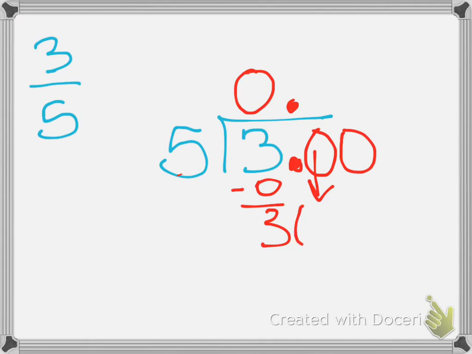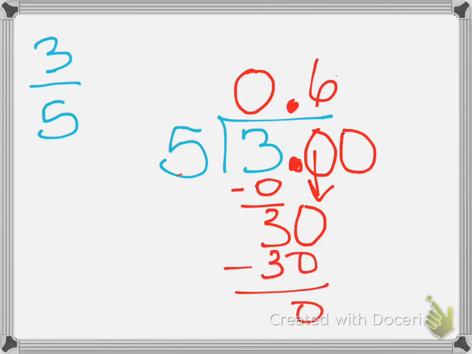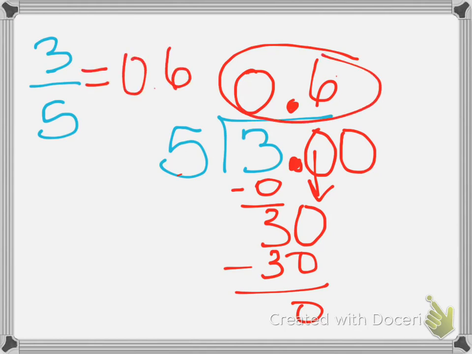So I'm going to bring down that 0. Can 5 go into 30? It sure can. 5 can go into 30 6 times. 6 times 5 is 30. So here is my decimal. My 3/5 equals 0.6. That is equivalent. That is equal.